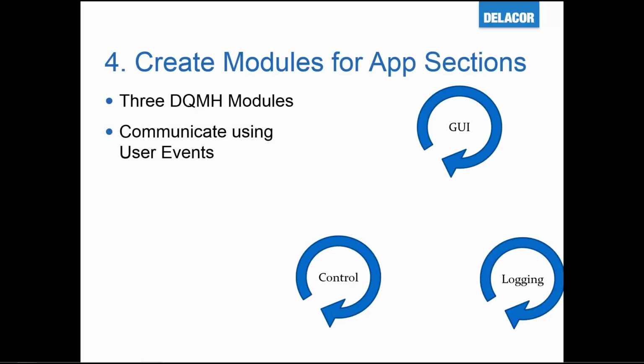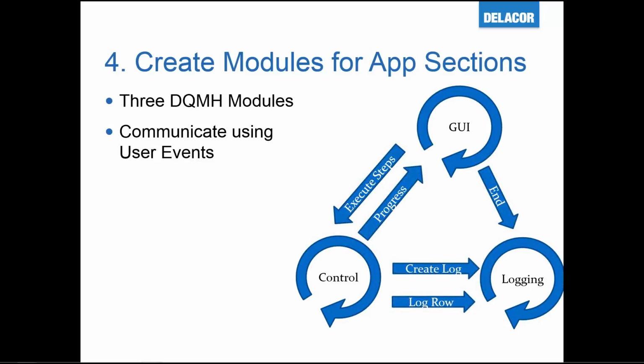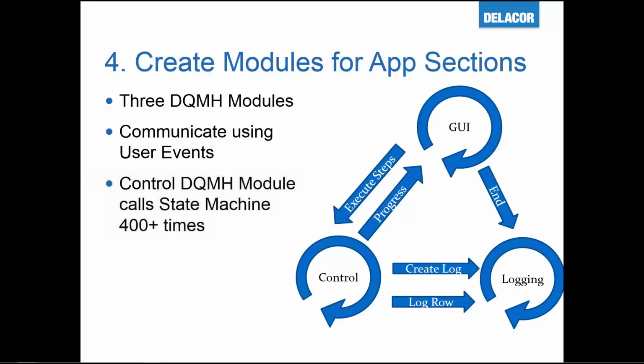We decided to use communication using user events. That's basically what the DQMH uses. An example of the events that we were using is the GUI would tell the control module to execute the steps. The control module would broadcast its progress. The control module will tell the login module when to create the log and when to log each row. And then the user interface would tell the login and the control when to complete the application.